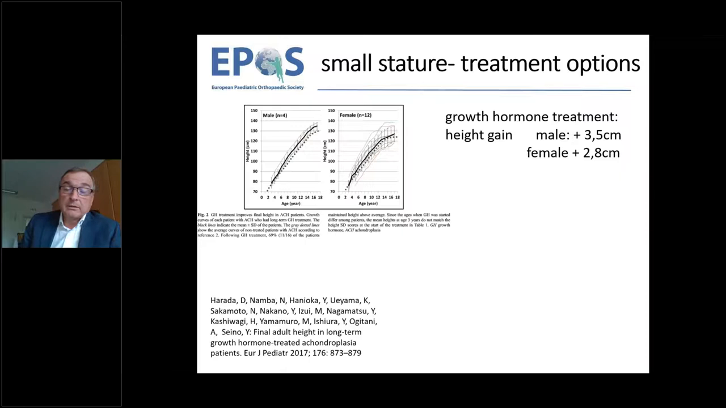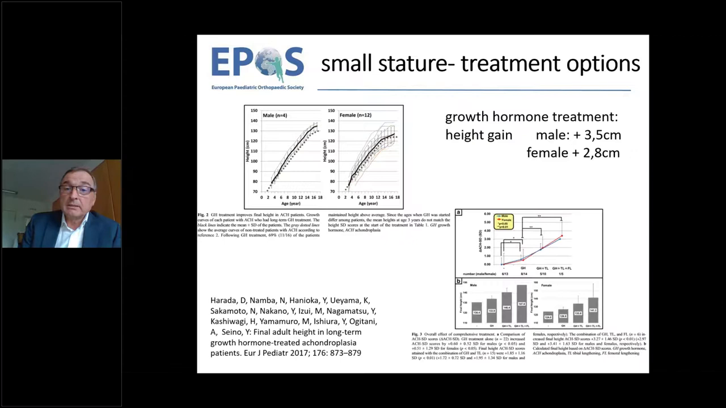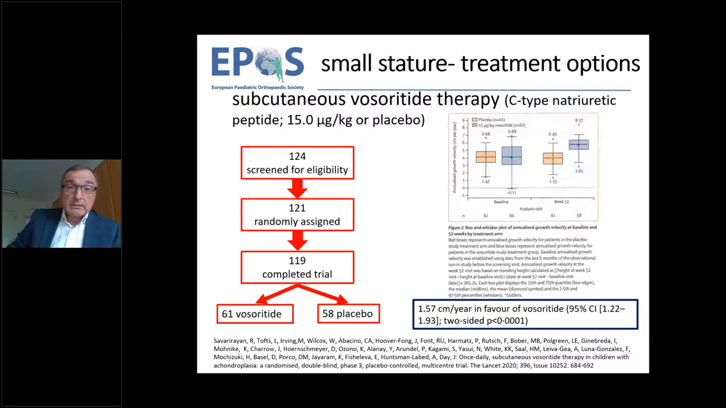Growth hormone treatment has, at least in some studies, shown quite acceptable height gain, such as in this Japanese study, where they found 3.5 centimeters in males and 2.8 centimeters in females. And if you compare this treatment with lengthening procedures of the tibia and femur, you can gain quite a significant increase of height.